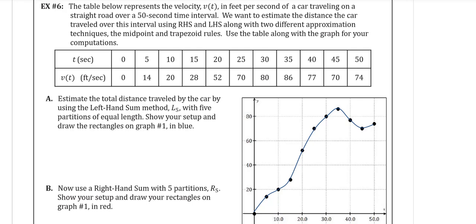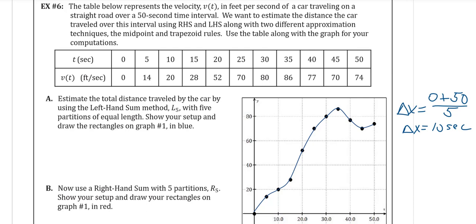So we want to use the left-hand sum, and they have L5 there, which means we want 5 partitions of equal length. So that's the first thing I have to figure out, what is my delta x. We're going to do the same thing for both of these. So on the side here, my delta x is going to be my starting x, which is 0. My ending x is 50 seconds, and I'm going to divide that by the number of partitions I want, which is 5. So my delta x is going to be 10 seconds. That's going to be the width of each rectangle.